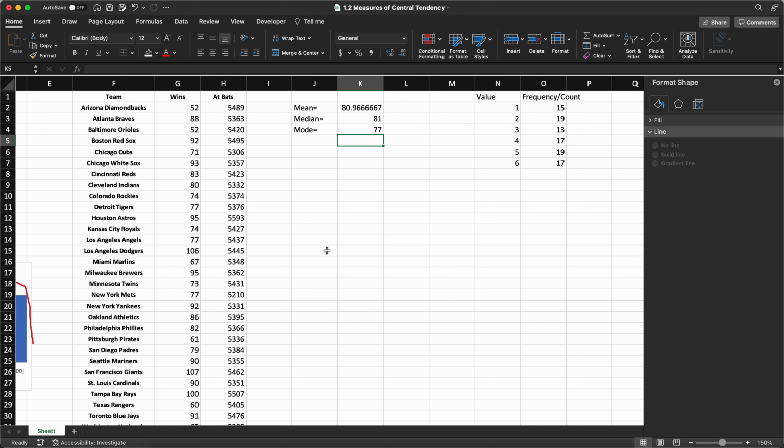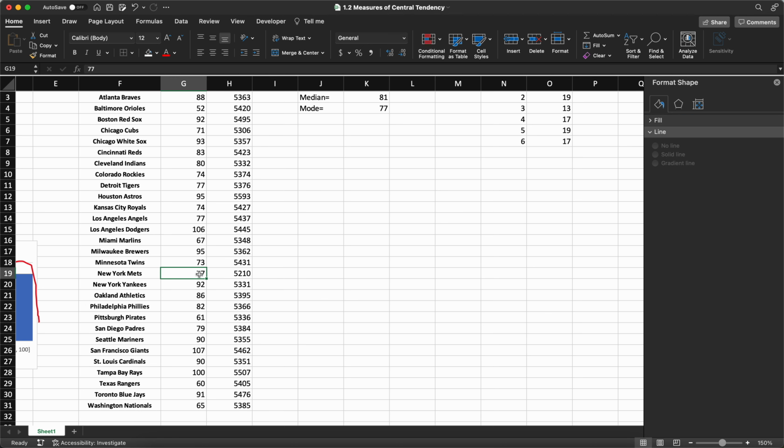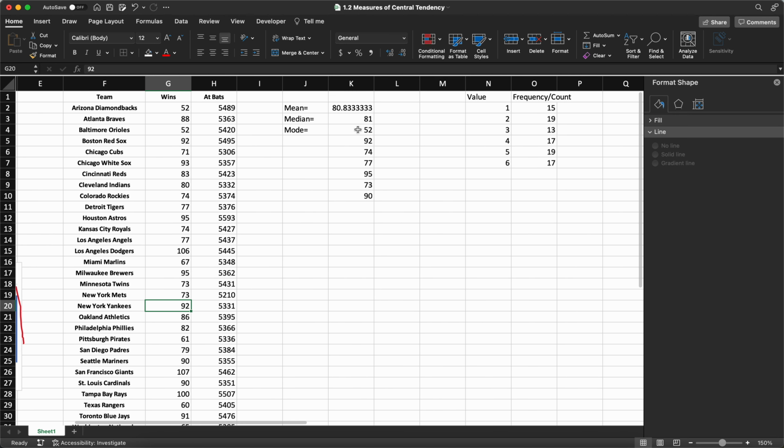I'm going to change the data for just a second, and I'm going to say that the Mets also got 73 wins that season. And look what happens to my mode. You can see when I highlight any of the cells in there, there's this blue box that goes around the whole thing. So all of this is being generated from this one function, MODE.MULT. And that gives me all of these modes. So all of these have 2 values in the data set. As soon as I change this 73 back to a 77, I only have one mode.